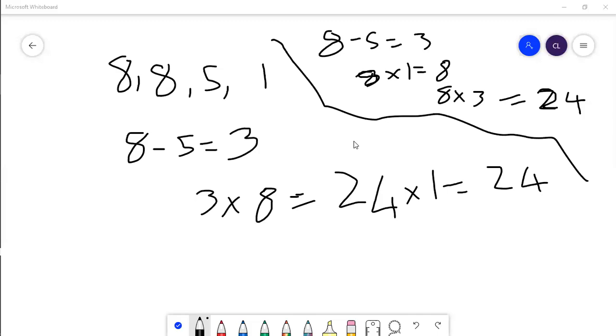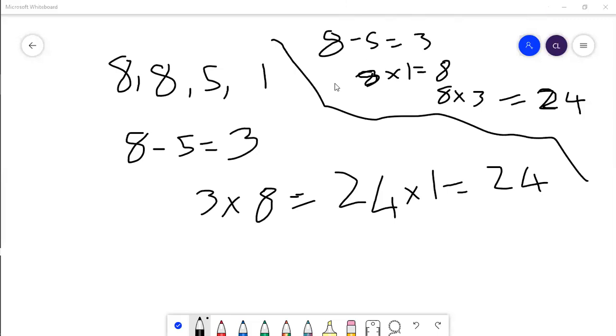Someone says 8 minus 1 is 7, 8 plus 5 is 13, but that's 20. That answer is 20. I see in the chat someone said 8 plus 5 is 13, then 8 minus 1 is 7, so 13 plus 7 is going to give us 20, not really 24.